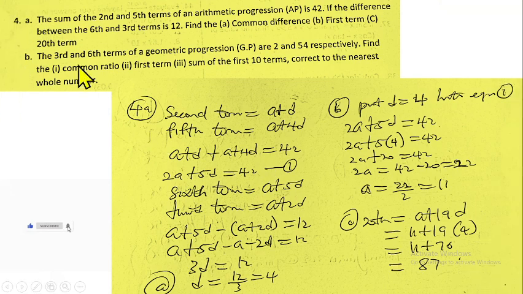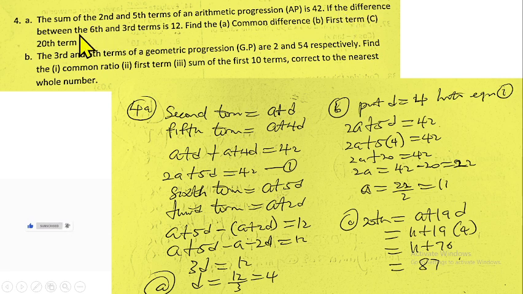Question number 4 is from arithmetic progression. The first part says that the sum of the second term and the fifth term of an arithmetic progression is 42. Now, the second term of an AP is a plus d, and the fifth term of an AP is a plus 4d. So you have to sum them together. That means a plus d plus a plus 4d is equal to 42. So a plus a will give us 2a, d plus 4d will give us 5d, equals 42. You can call that one equation 1.